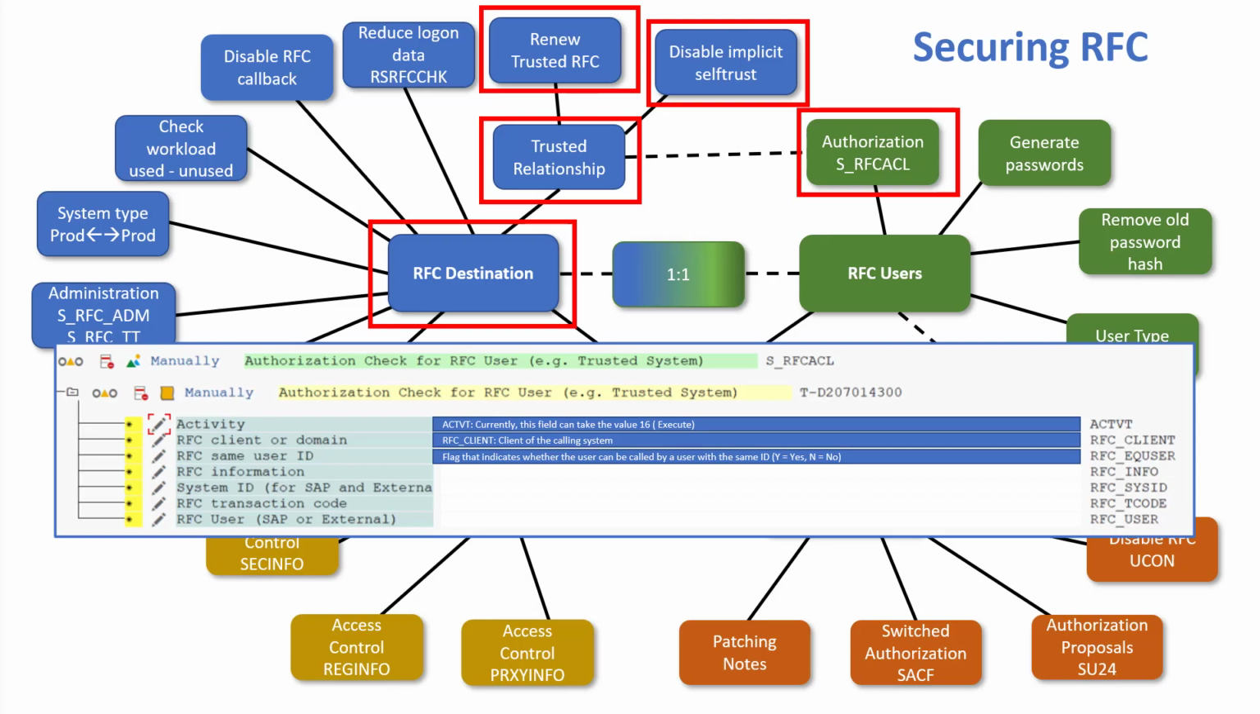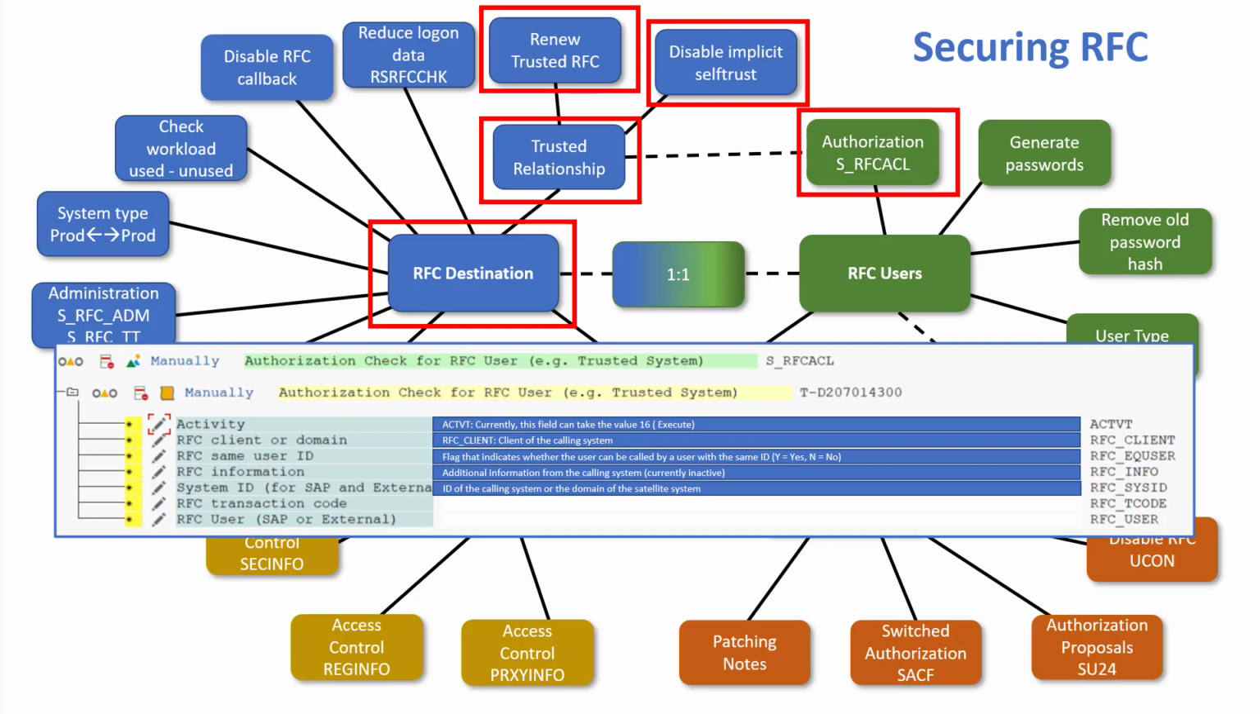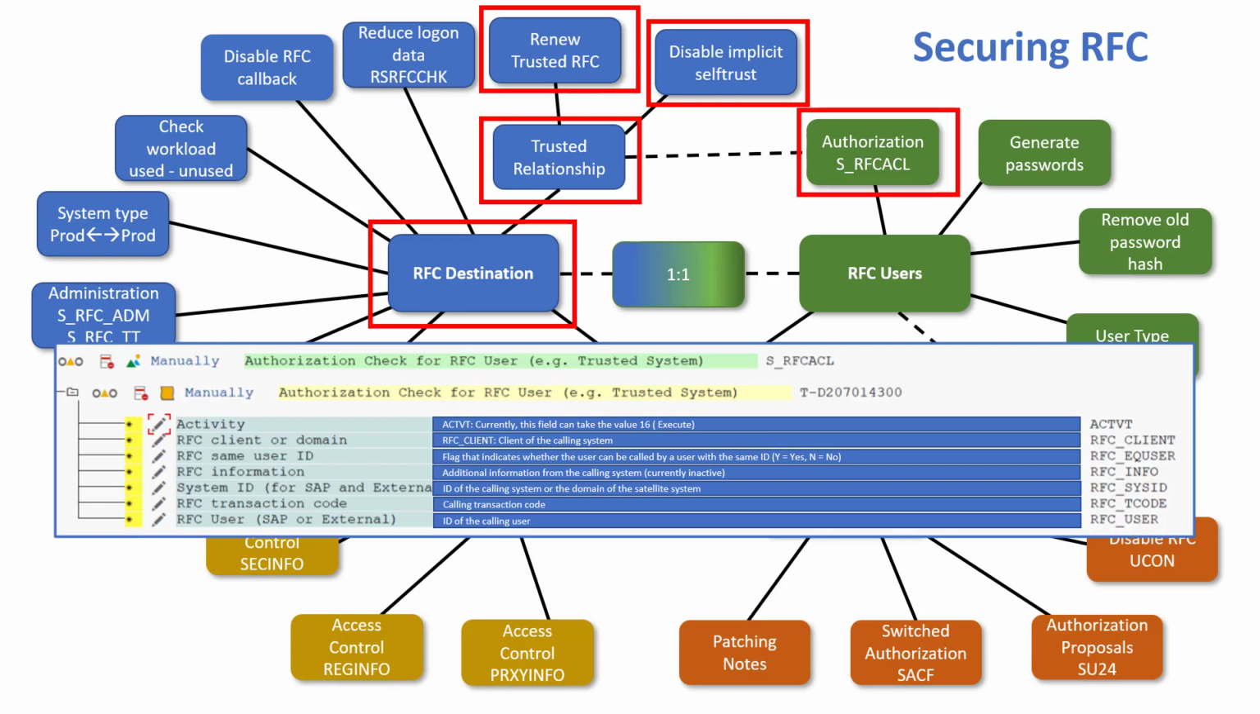RFC information, this field is currently inactive. System ID is the usually 3-character system identifier of the calling system. RFC transaction code, here you can specify the T code that is making the call. And RFC user, this is the ID of the calling user. So you can essentially hard code the ID into the authorization object field value here.